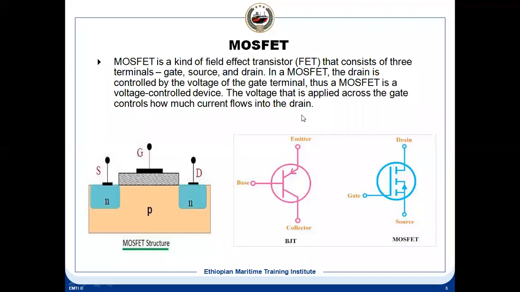Okay, so MOSFET means it's a kind of a field effect transistor that consists of three terminals: gate, source, and drain. So the drain current is controlled by the voltage at the gate terminal. So MOSFET is a gate voltage control device. The voltage that is applied across the gate controls the current flow between the source and drain. Is it clear?